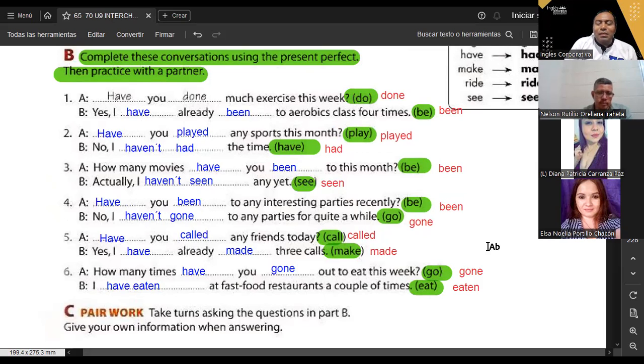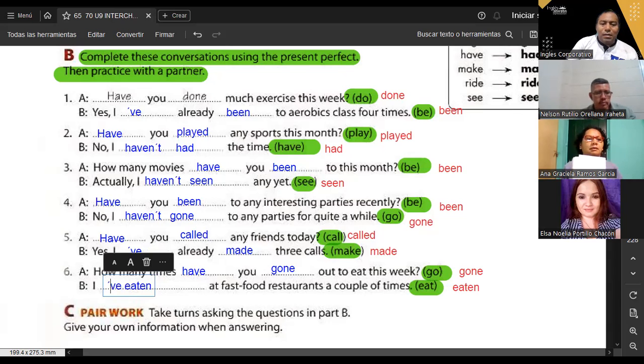Ahí decía que también podemos utilizarlo en la manera contractado. Entonces, aquí podemos decir, I have already been, o I've, ¿verdad? Contractado. En vez de I have, I've. Aquí también I've. Ya está contractado, I haven't had, I haven't seen, I haven't gone. Aquí lo podemos contractar, mire. I've already made 3 calls. How many times have you gone? En la pregunta sí no se puede contractar, en la respuesta afirmativa sí. I have eaten, or I've eaten at fast food restaurants a couple of times.